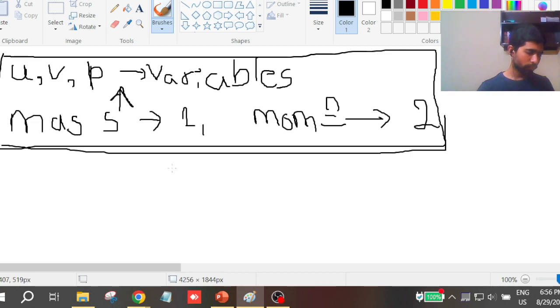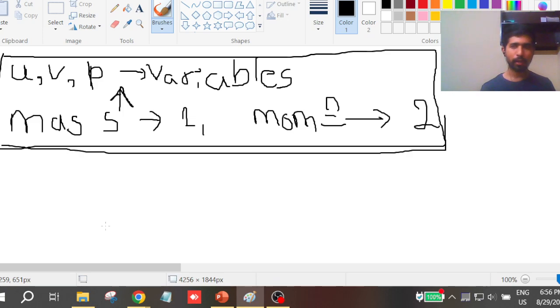Non-linearity. Yes, pressure and velocity are coupled. Yes, exactly. These two things are the biggest challenges in computational fluid dynamics: non-linearity and the coupled equations. There is one more challenge. Anyway, I will discuss it later.